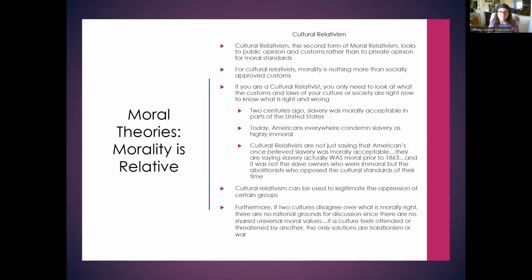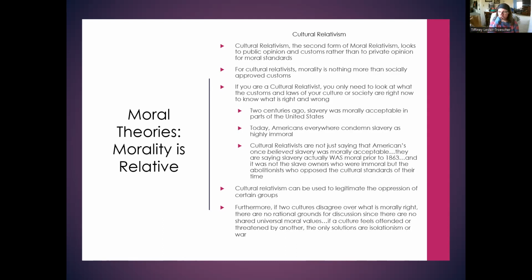They're looking to public opinion and custom to determine morality. Morality is nothing more than socially approved customs to cultural relativists. So if you are a cultural relativist and you are trying to figure out the moral or right thing to do, all you have to do is look at what the customs and laws of your culture or society are right now to know what is right and wrong.